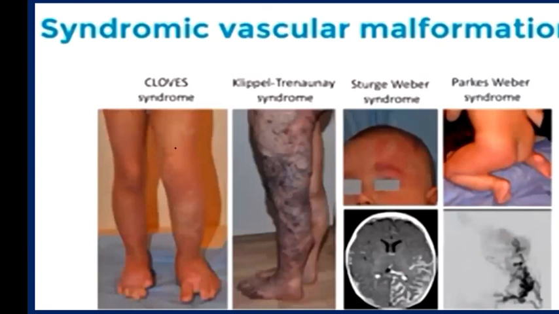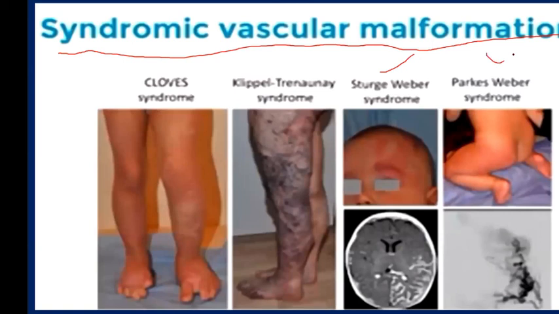And there are syndromes with vascular malformation. There are some syndromes with vascular malformation, as we said, Sturge-Weber syndrome, there is Parkes Weber syndrome, Klippel-Trenaunay syndrome, and gloves. This sometimes comes in examination, they ask you the syndrome and the malformation. You must know what it is.